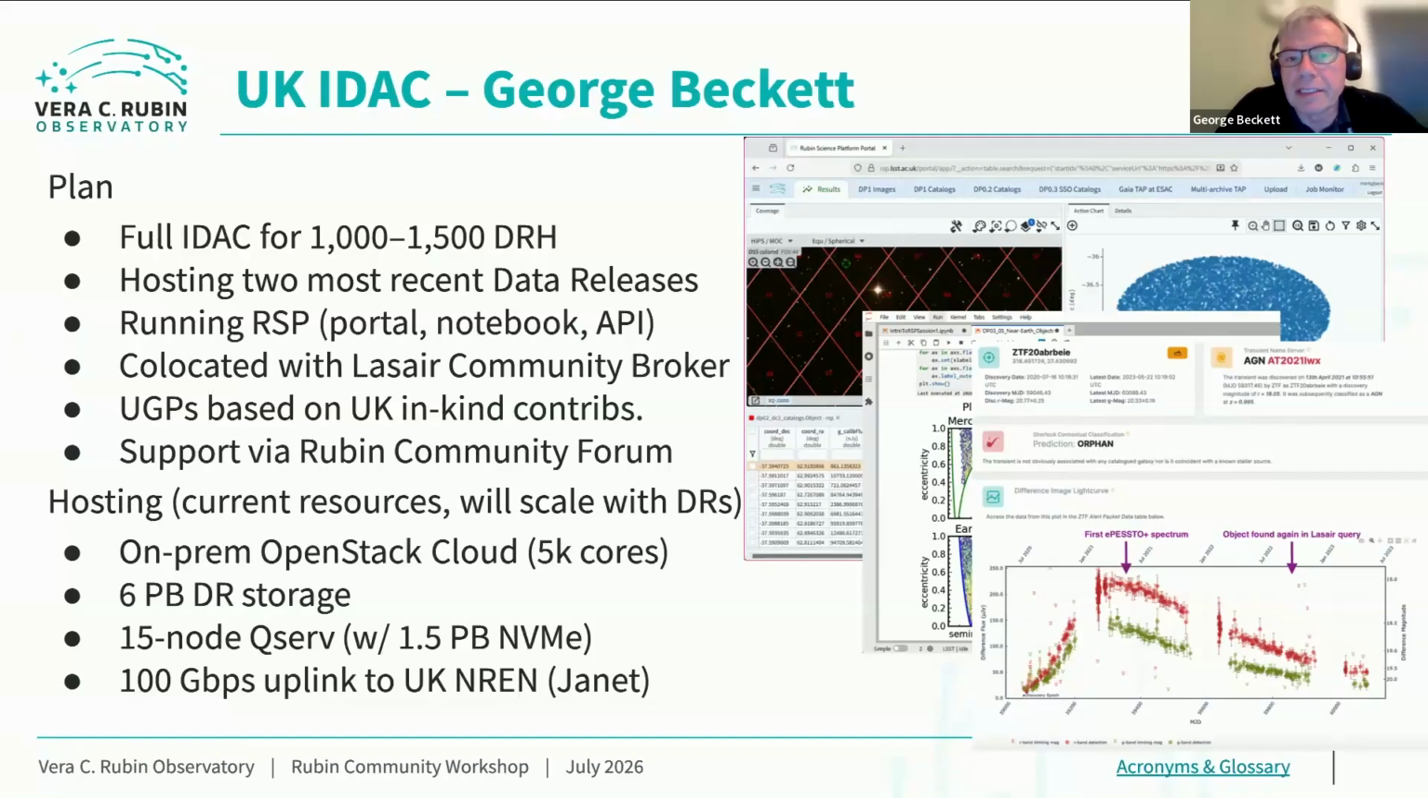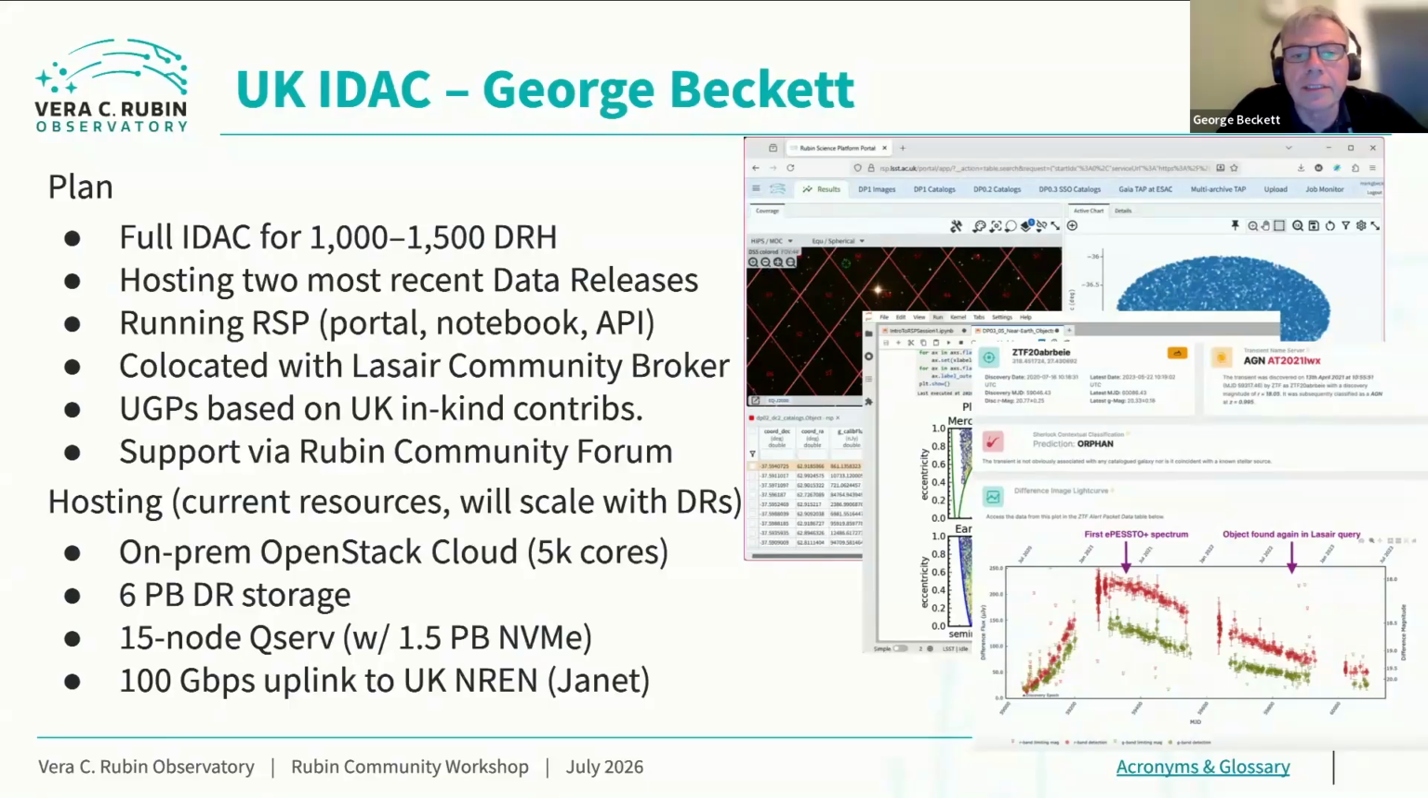And so it should be very easy to get up and running with our IDAC if you are familiar already with Rubin's own DAC. Some slight differences between our setup and the one in the US. First of all, we're co-located with the LASA community broker, which hopefully some of you are aware of. This is one of the community alert brokers. It's the UK one. It sits amazingly close to our DAC software services.